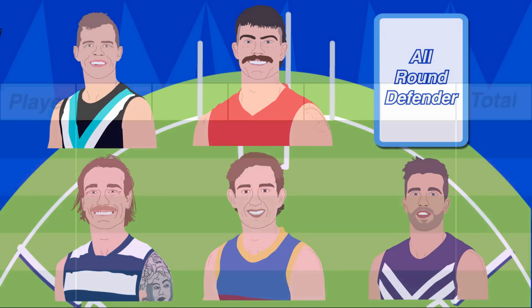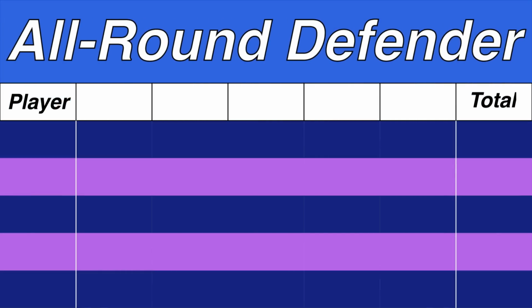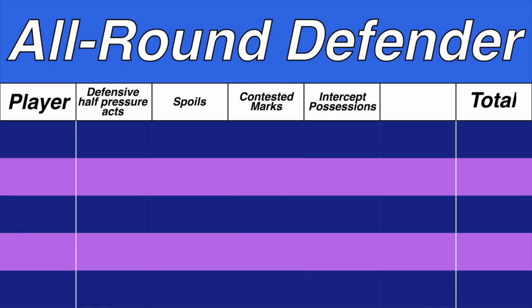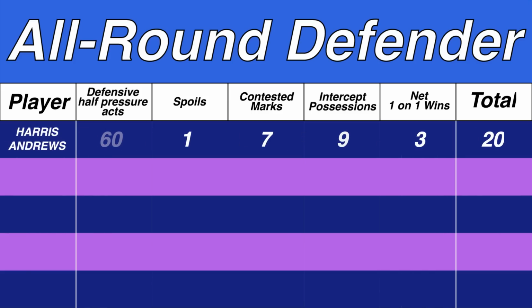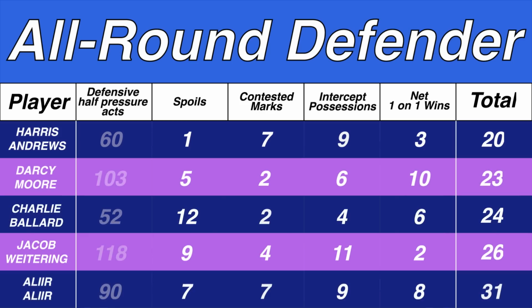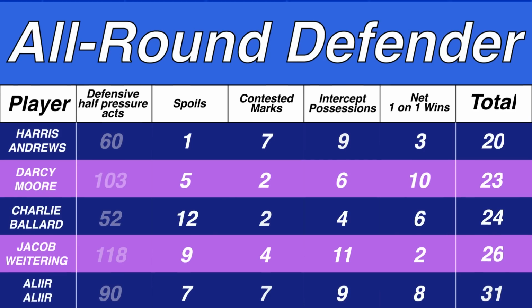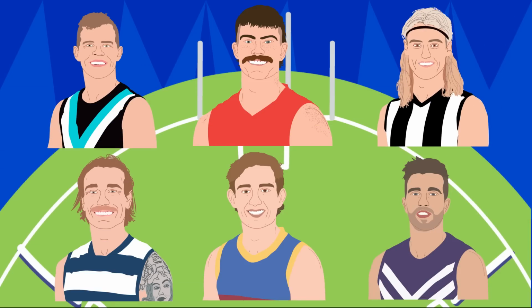Again, open to players classified as both defenders and key defenders, we used defensive half pressure acts, spoils, contested marks, intercept possessions, and net defensive wins. Harris Andrews won again, but with a higher score than previously, so Darcy Moore slotted into the back pocket, filling the last space on field.